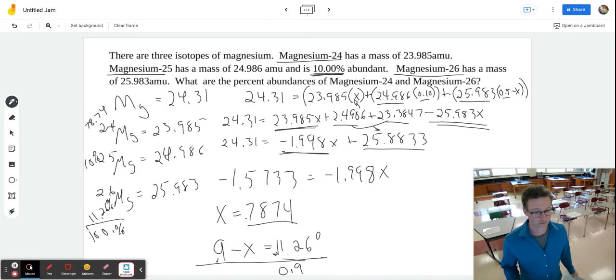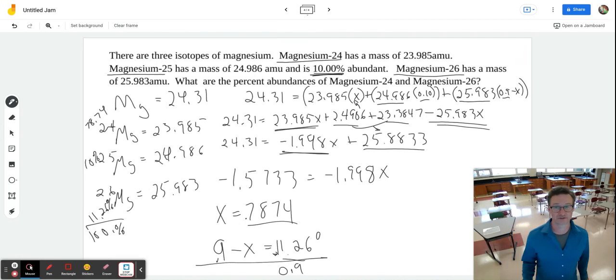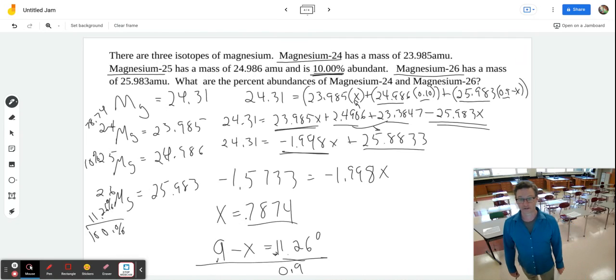If you were given a problem where they gave you one of the percentages and said, what's the other isotope? Just subtract the one you know from 100, and you've got the percentage of the other one, because they always have to add up to 100%. All right, so you're going to use this information, now apply it on the worksheet that you're being given, and go from there.